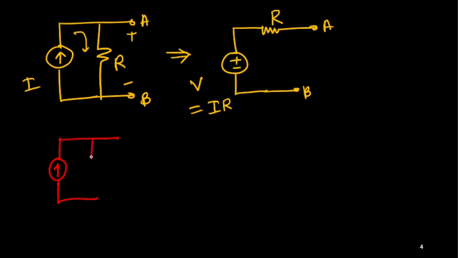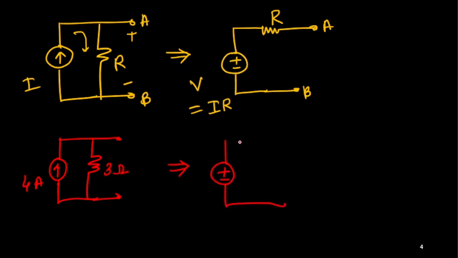So I have one current source. This current source value is, suppose, 4 ampere and this is 3 ohm. That we can easily convert to one voltage source and one resistance, same node A and B. What is the value of this one? This value will be 4 into 3, because I into R is the voltage. So 4 into 3 is the 12 volt. And this resistance is 3. That resistance will keep it here.